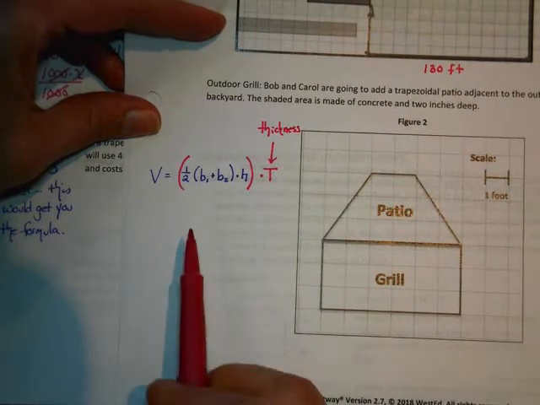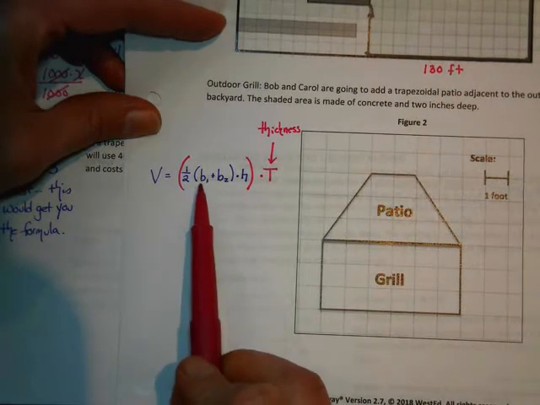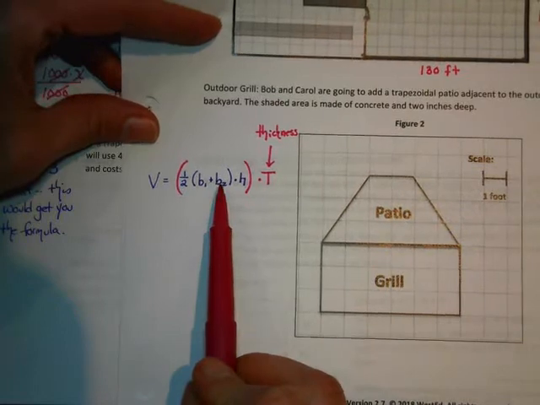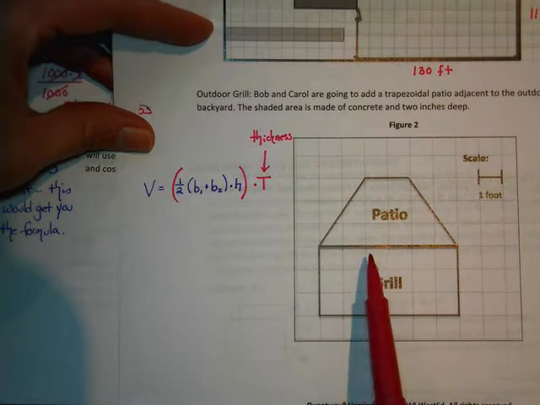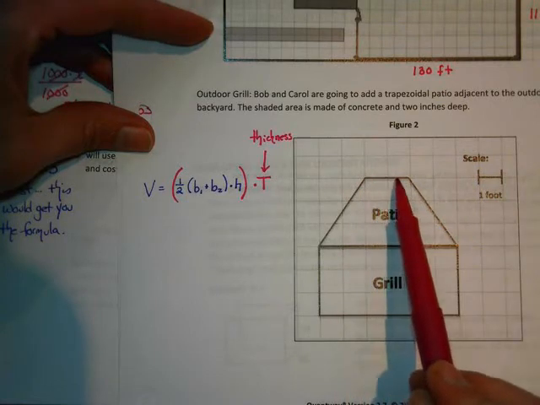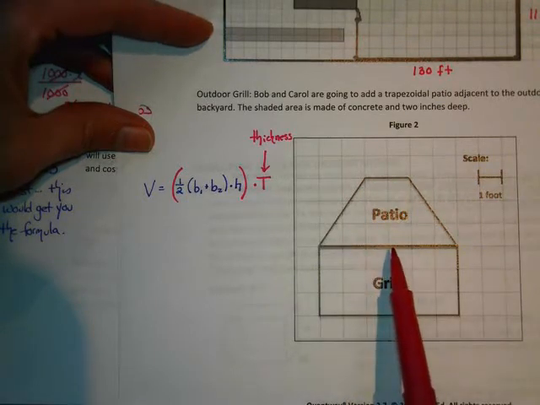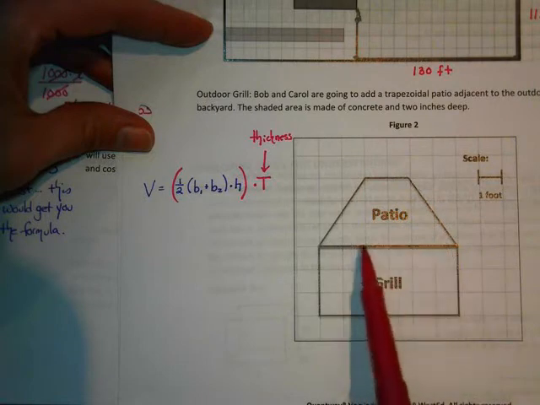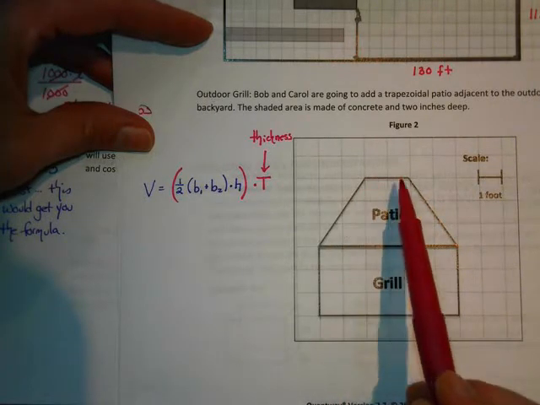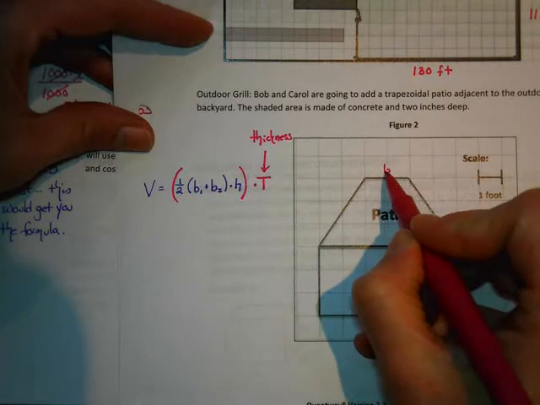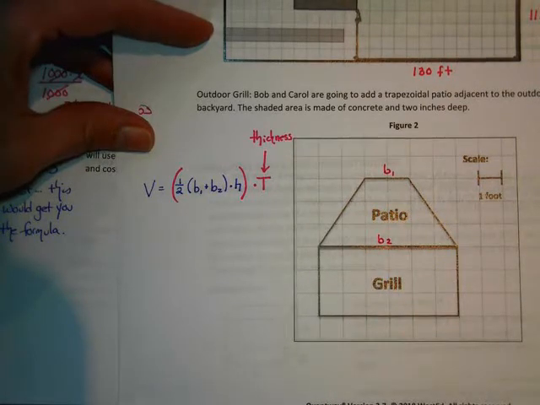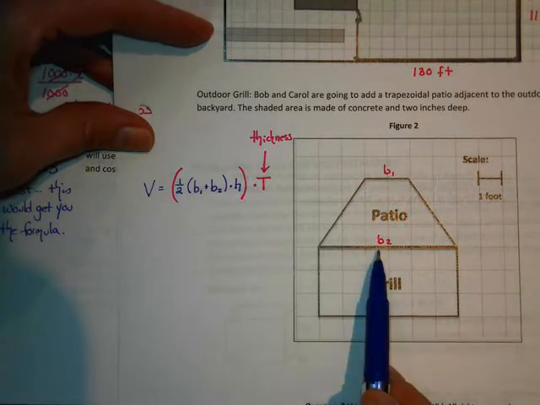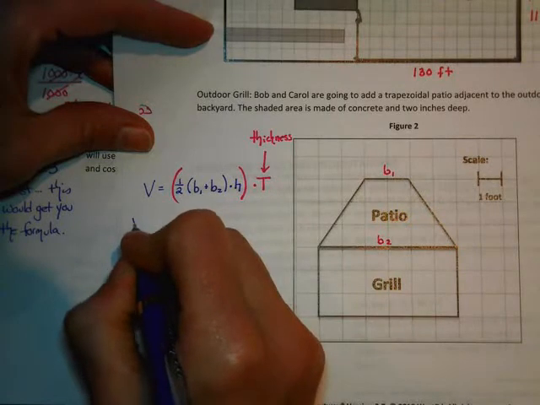So this little B1 and this little B2 are the lengths of the sides that are parallel on a trapezoid. So do you see these two sides are parallel? Parallel means they're not going to touch and they're not going to cross. So these two sides are what are called parallel sides. And I usually call this one B1, I call this guy B2. Okay, so take a minute and fill in the B1 and the B2 for the volume of the trapezoid.